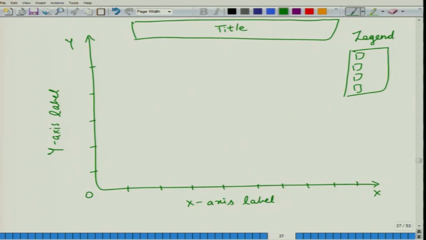If possible, we also add scales. So, for instance, here you can add an x axis scale and a y axis scale. This is especially useful if you are making a plot on a graph sheet.